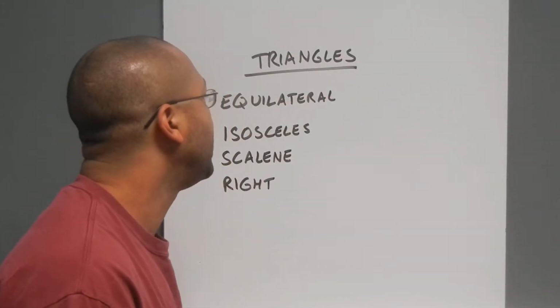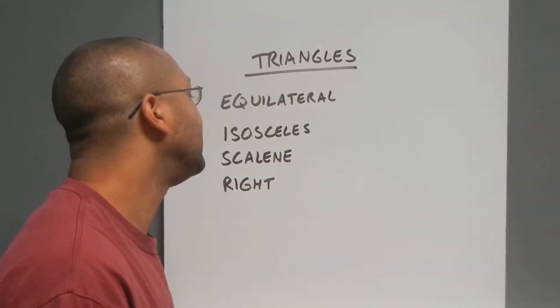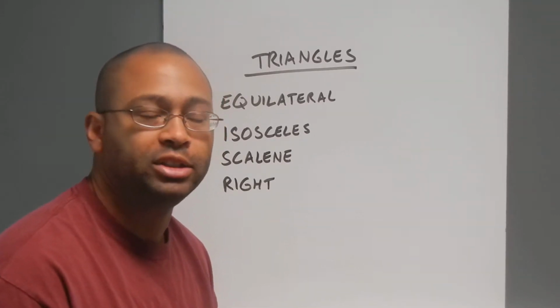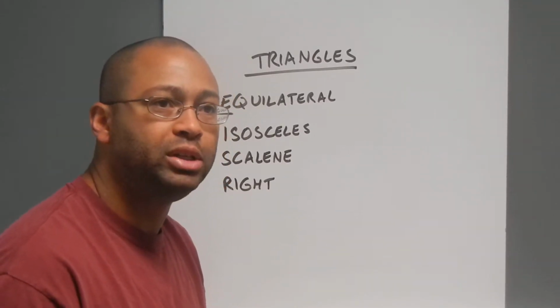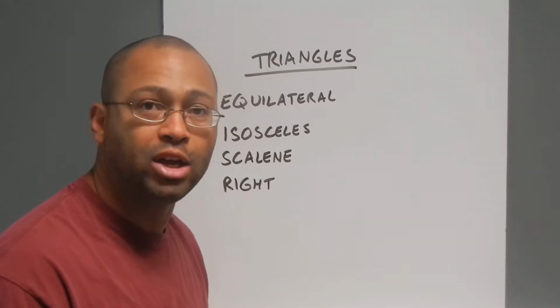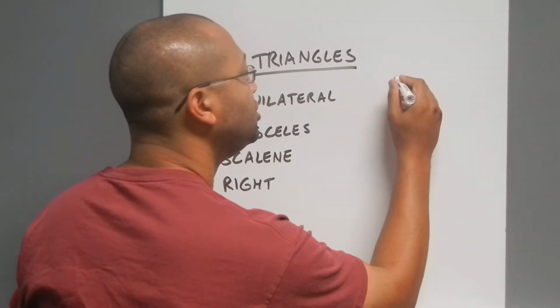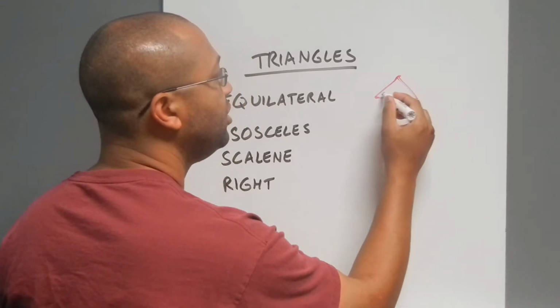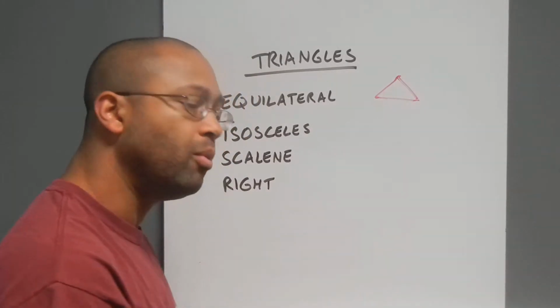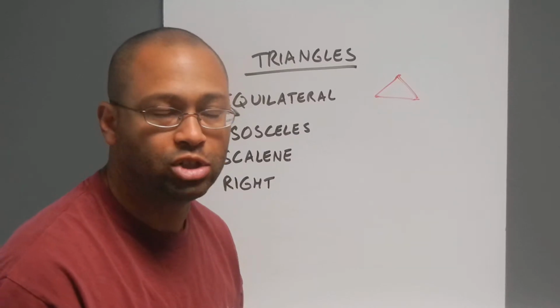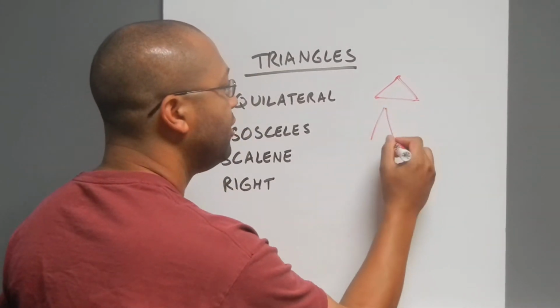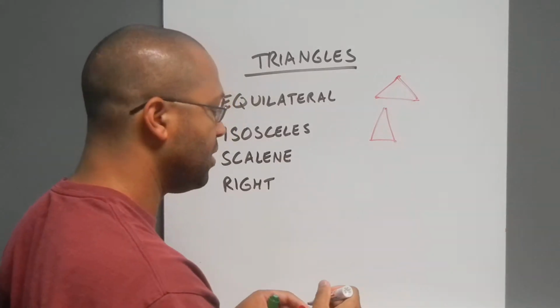Triangles are next. You have equilateral, isosceles, scalene, and a right triangle. An equilateral triangle is a triangle that has all three sides and all three angles of equal measure. There's only one, and it's drawn like that, where that's 60, that's 60, and that's 60, which makes 180 degrees within each triangle.